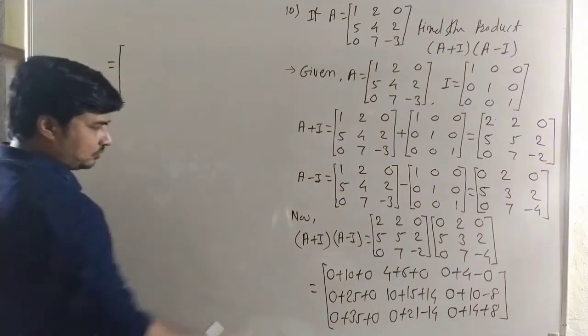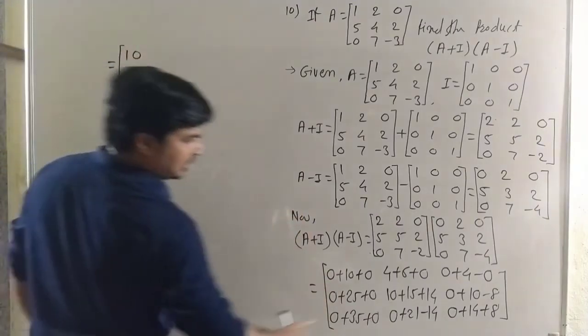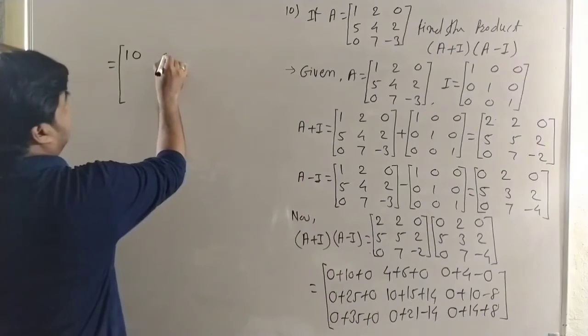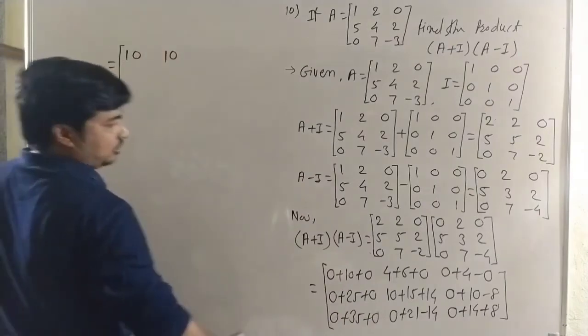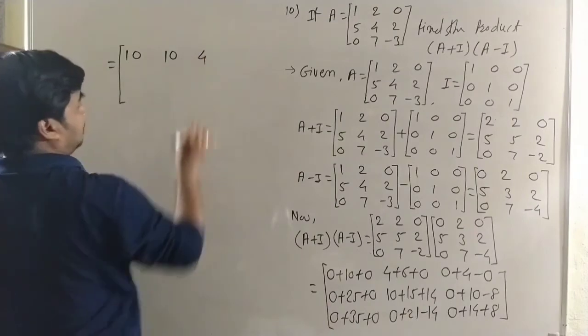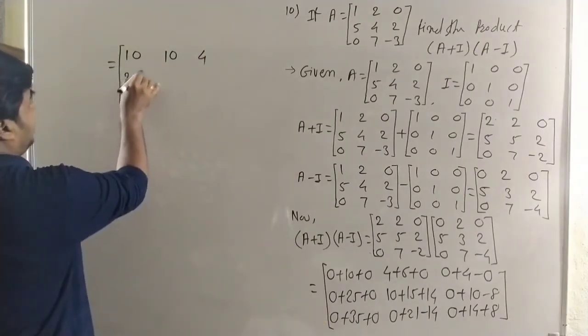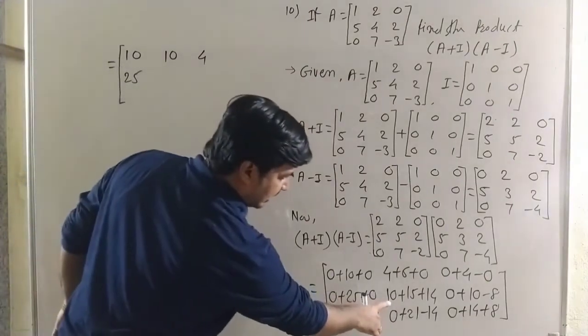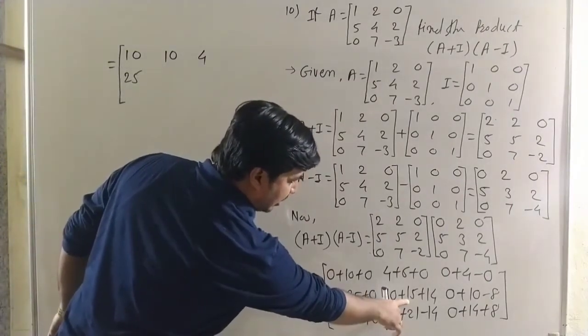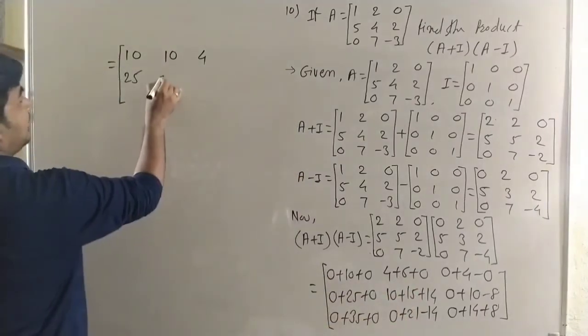Okay, here 10. Again it is a 10. First row, second column, and first row, third column, it is a 4. Then second row, first column, it is a 25. Then it is 10 plus 15, 25. Okay, 25 plus 14, it is a 39.